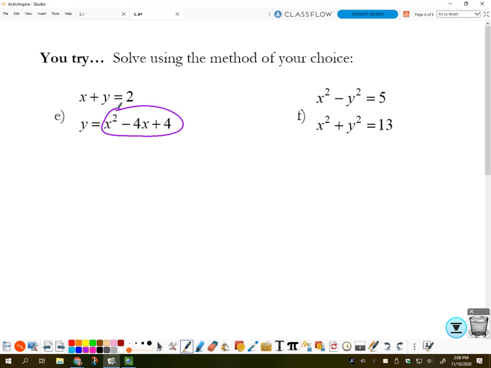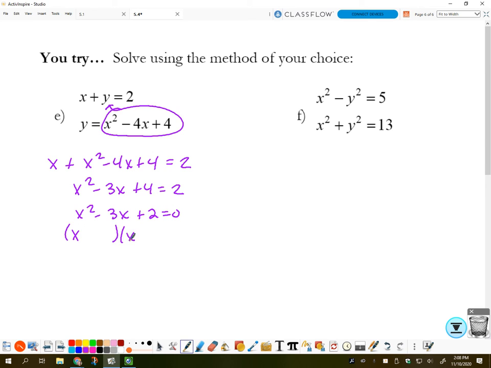All right, so we put this in the place of y. We have x plus x squared minus 4x plus 4 is equal to 2. So x squared minus 3x plus 4 is equal to 2. So x squared minus 3x plus 2 would be equal to 0. Subtract that 2. Alright, so then we're going to factor. We need a 2 and a 1, both negative. So we get 1 and 2.